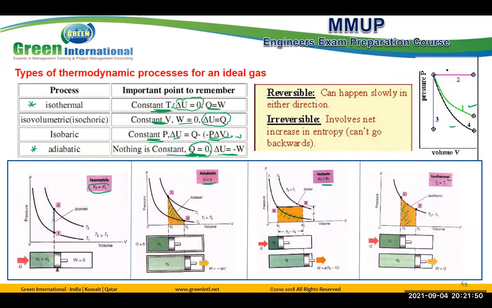This one is pressure constant, and 3 is volume constant. Two other terms to be aware of: reversible and irreversible. Reversible means it can happen slowly in either direction and come back to the original state. Irreversible means we can't go back, so it involves a net increase in entropy. Entropy is increased.